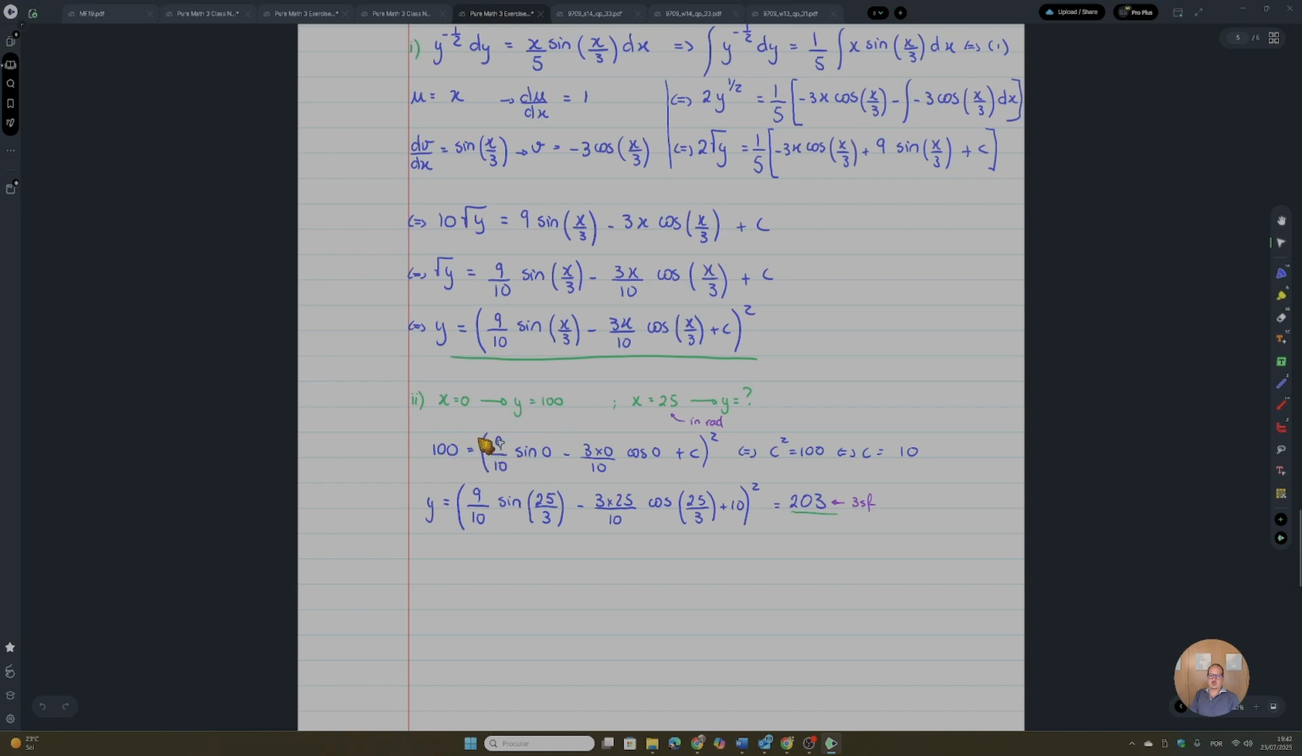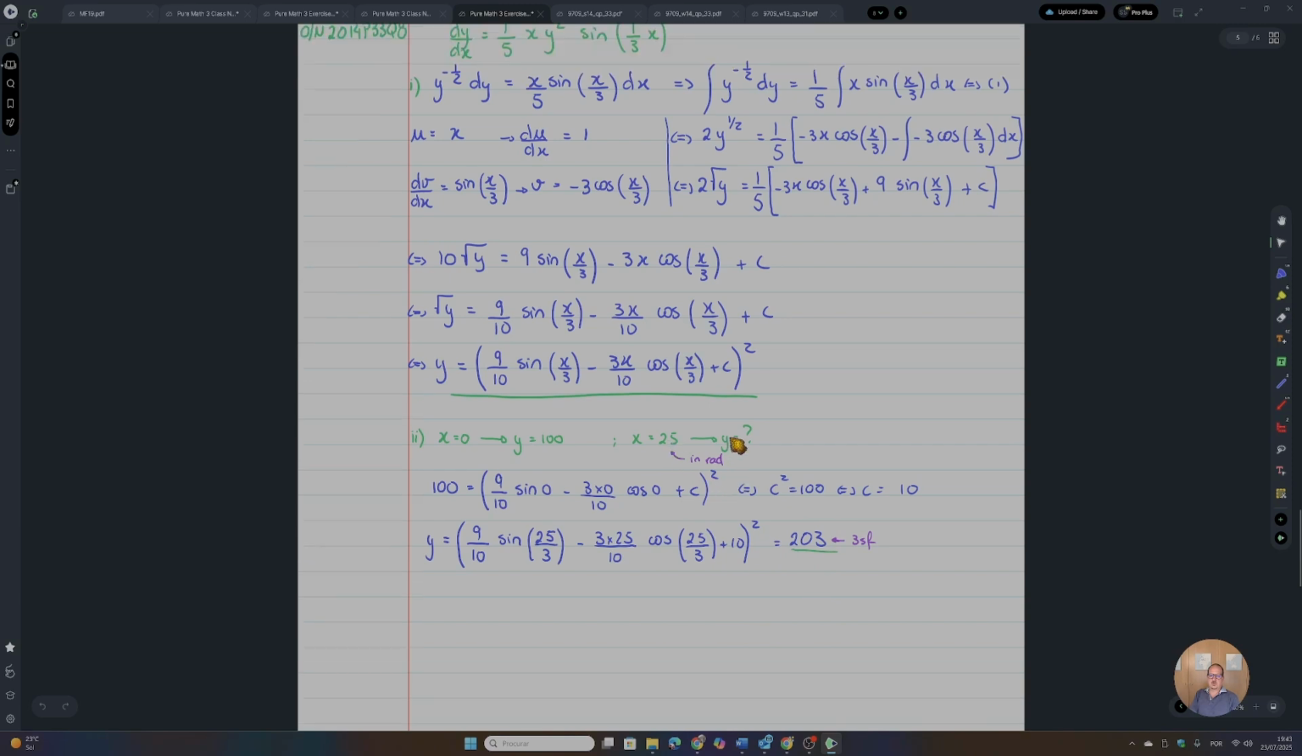Okay, so y equals 100, x is 0, so just plug in. This will lead to a value of c of 10, so let's update that. That is going to be 10. Now, when x equals 25, plug it there, and you'll have here the value that you'll need, okay? Don't forget that this value over here is in radians.